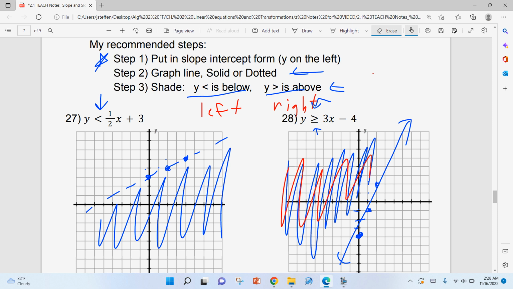I guess basically I know with a straight vertical line, let's do it that way. So maybe I said it wrong. If it's a vertical line, that means it's x. If you shade to the right, x is greater than. So you shade to the right. If x is less than, you'd shade to the left.